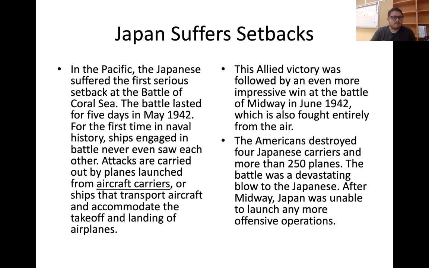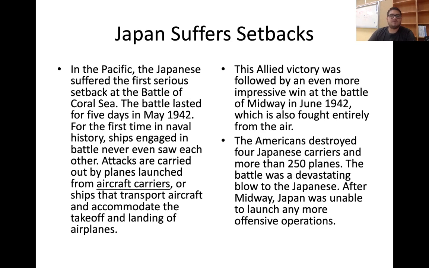Now, why? Attacks are carried out by planes launched from aircraft carriers, or ships that transport aircraft and accommodate the takeoff and landing of airplanes. Well, that's why. They're going to be ships who are far enough away to have fighter jets. And they're going to be fighting in the ocean, and that's going to kind of count as a Navy victory because it is at sea.